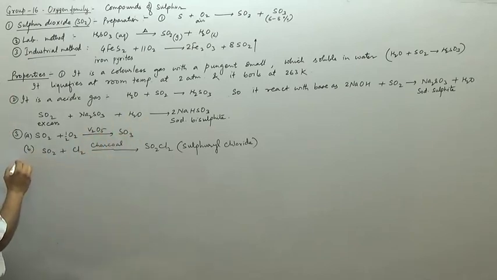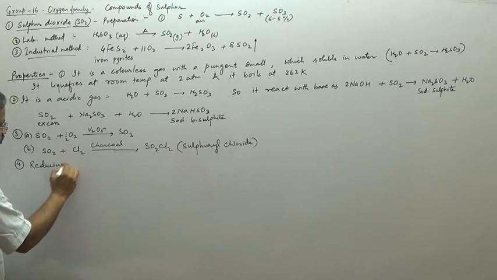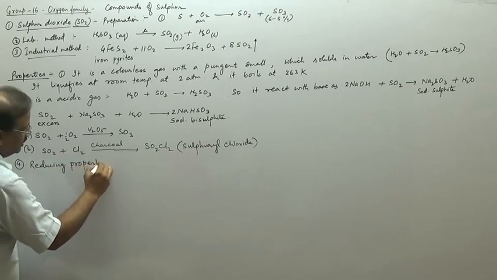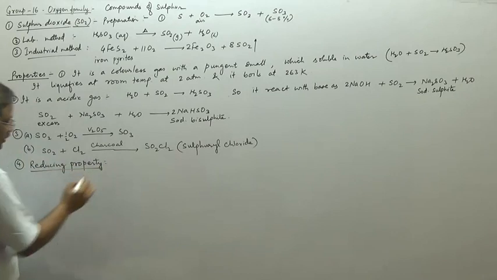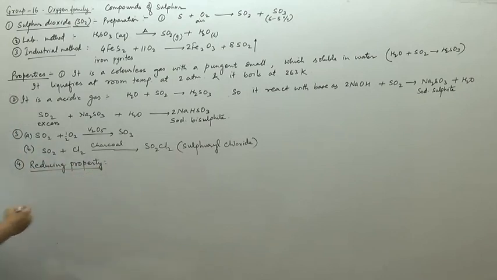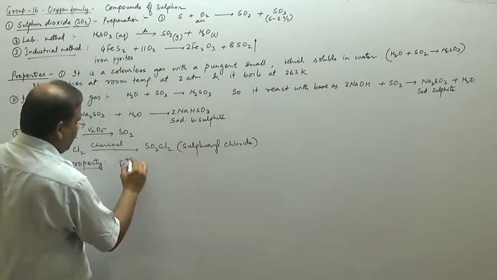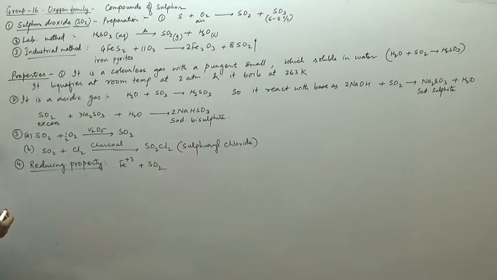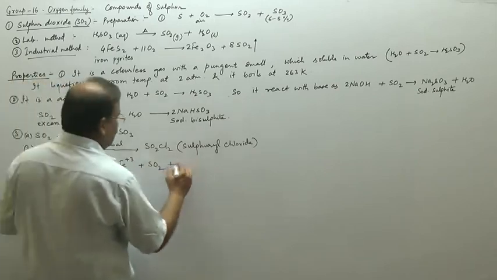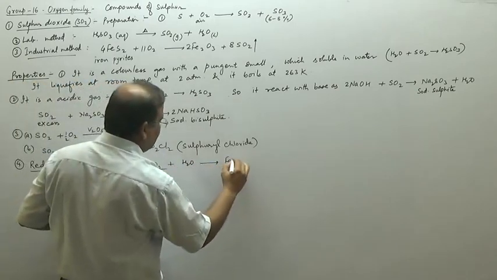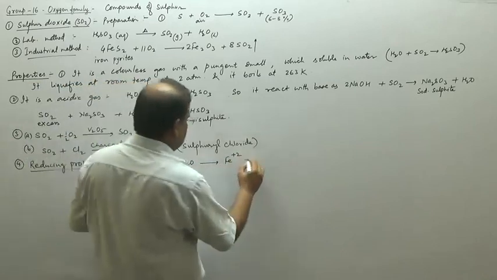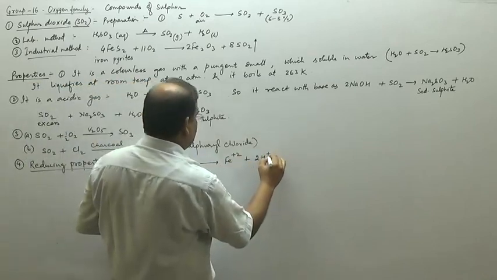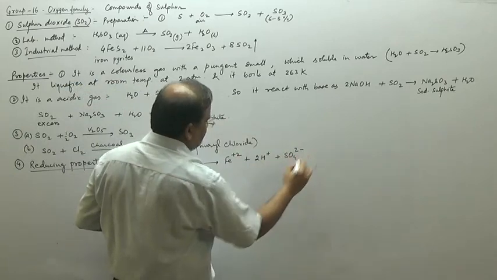Another is its reducing property. So the reducing property is like this. In reducing property, when Fe3+ reacts with SO2, in that case it will get converted into Fe2+. So with water it is going to convert into Fe2+ plus 2H+ ions plus sulfate ion.